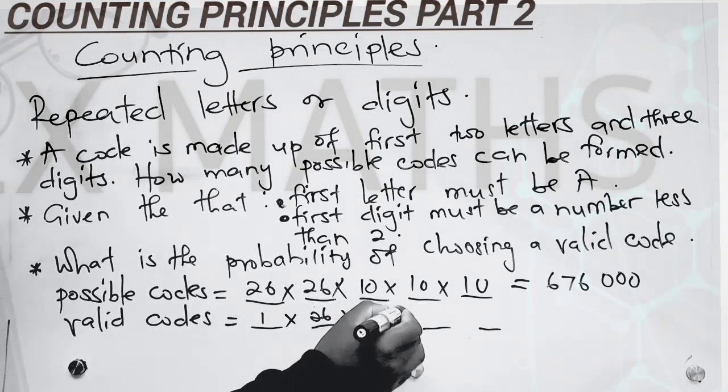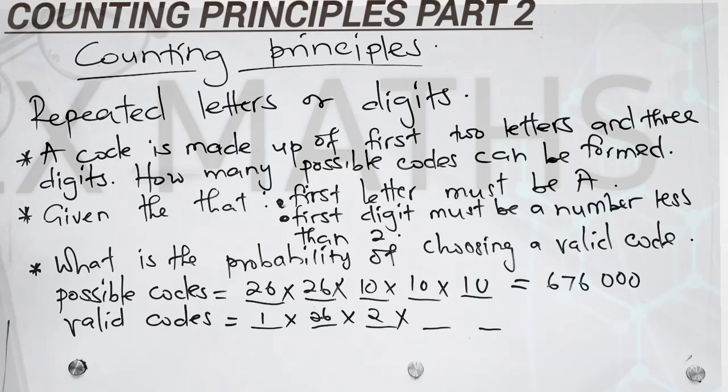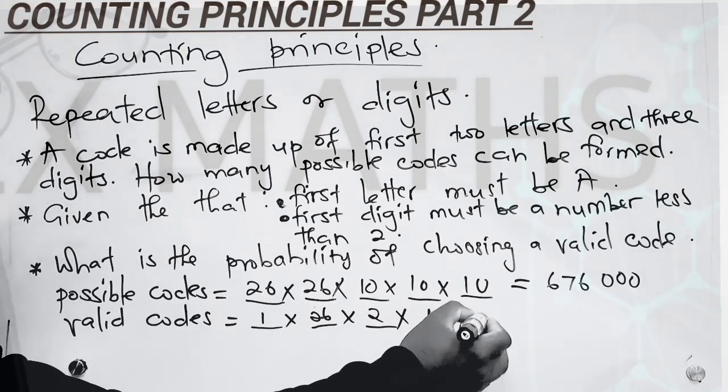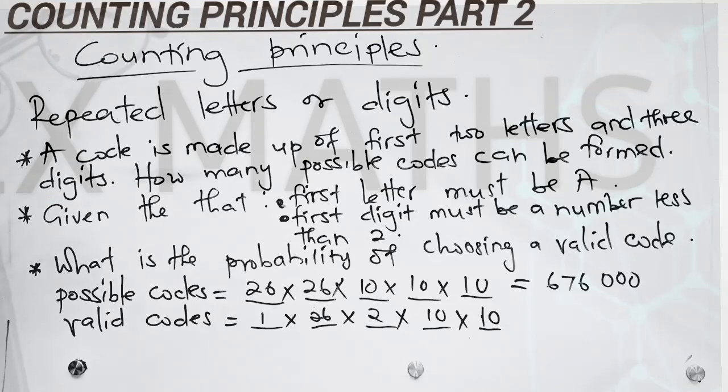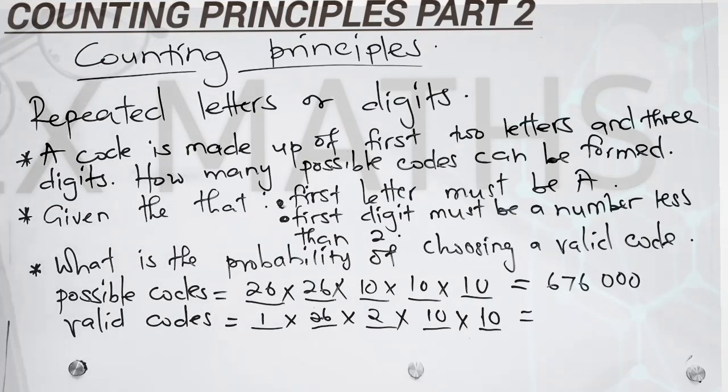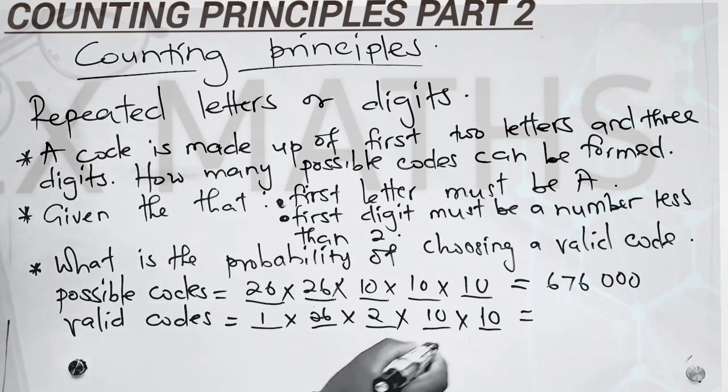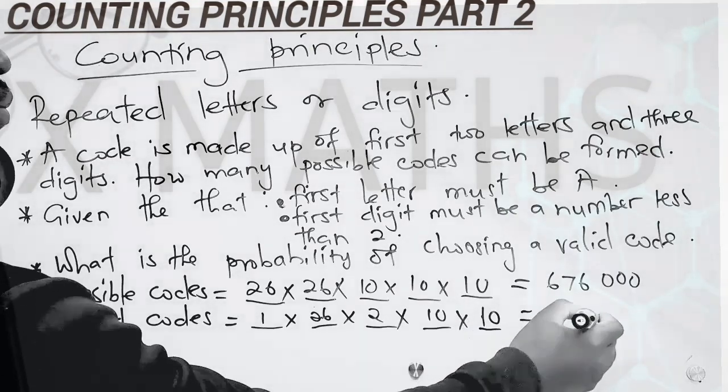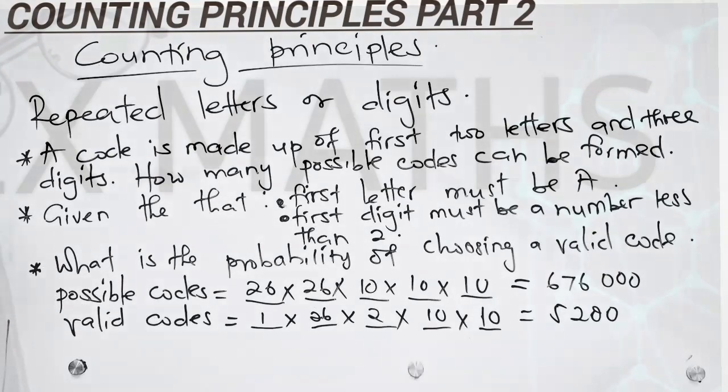So we have 2, multiplied by the fourth position, which doesn't have a restriction. So we are arranging 10 digits. Here we're also arranging 10 digits. Then on our calculator, I'm getting 5,200. 5,200 is my answer.